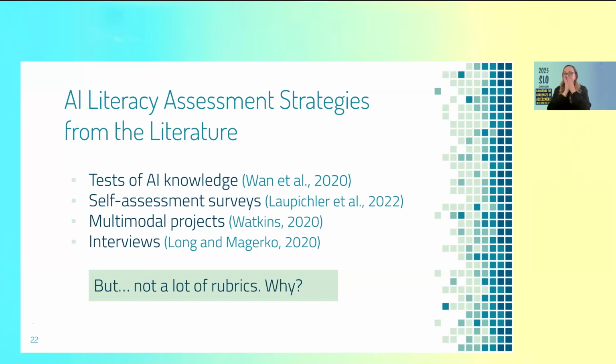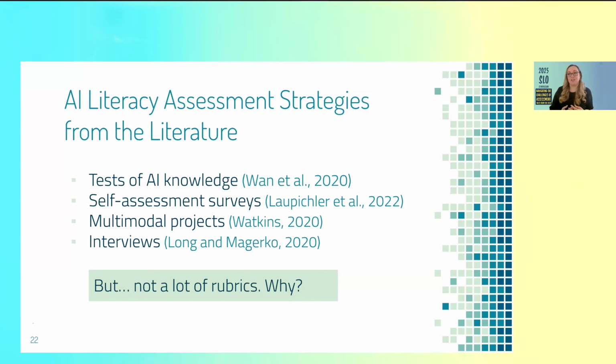A lot of work that I found included self-assessment questionnaires and surveys to the students about their sense of AI literacy. Lots of multimodal projects, so having students produce things with AI or produce things related to AI and having different aspects of those projects. And then another way that folks are doing this is just by interviewing students and getting qualitative data.